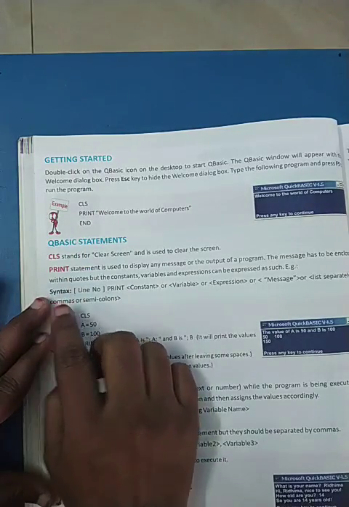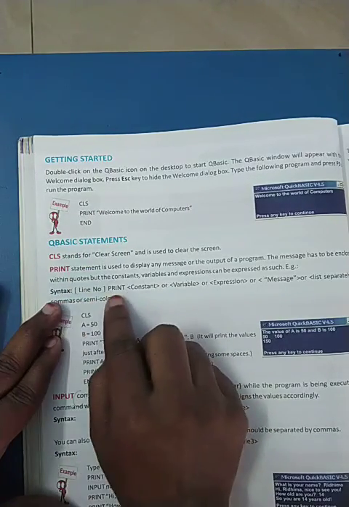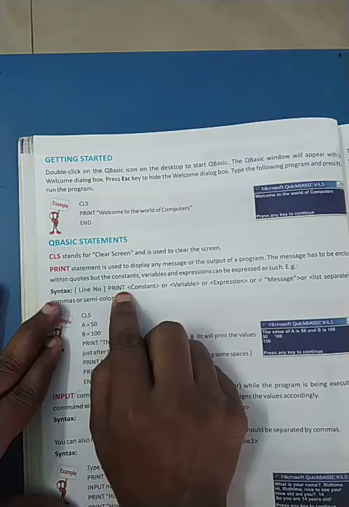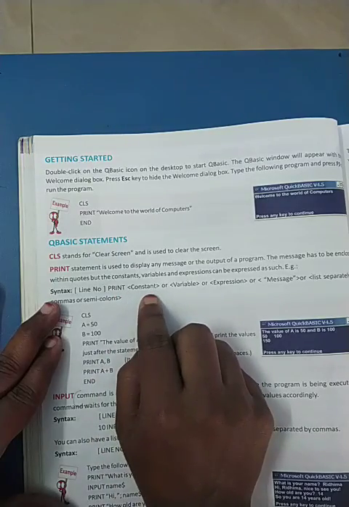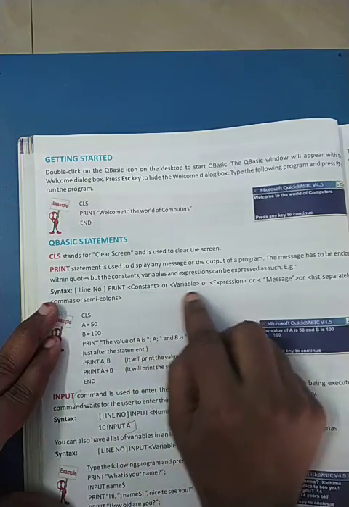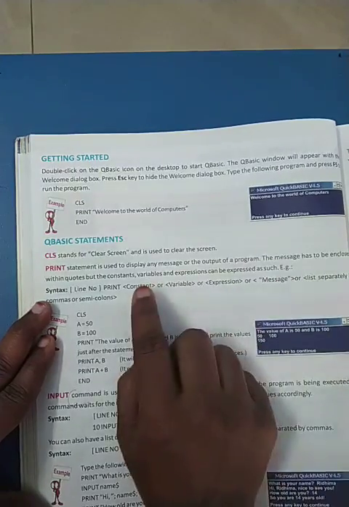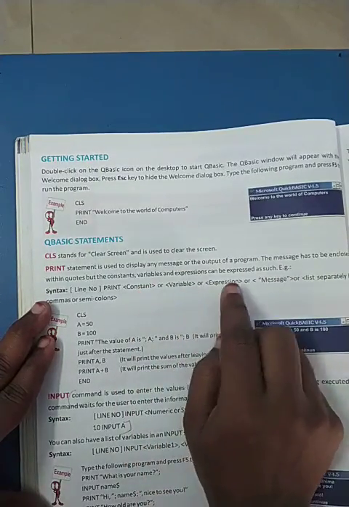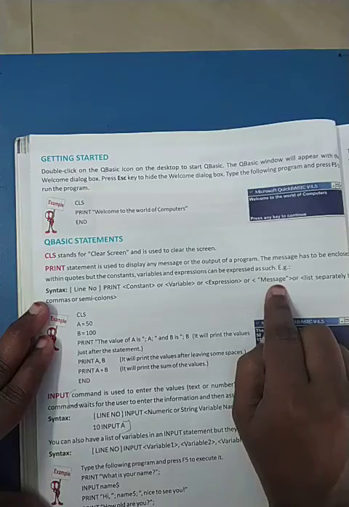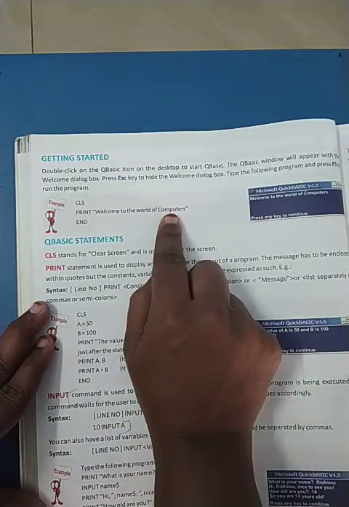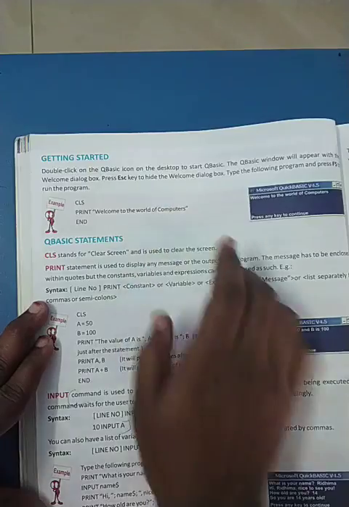The syntax is the rules. So the line number, print, all in capitals, and then what do you want to print? Either a constant or a variable or an expression or a message. It can be a constant, it can be a variable, it can be an expression. When it comes to a message, you should put that in double quotes like this: welcome to the world of computers. It should be within the double quotes.